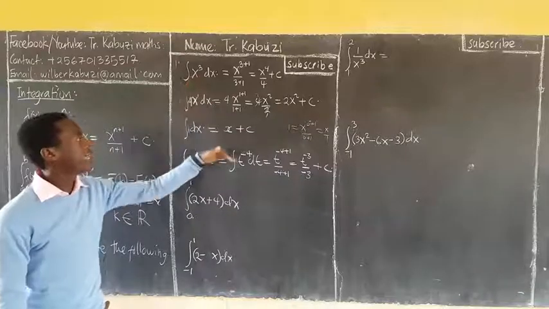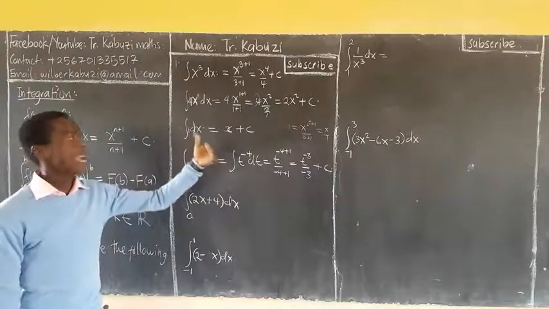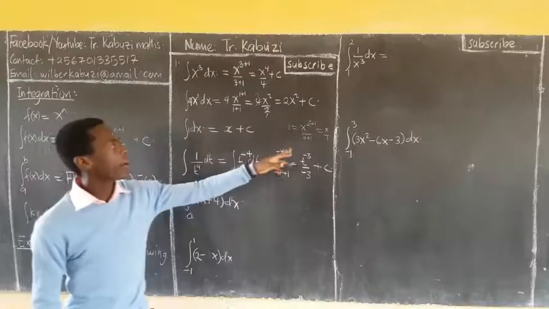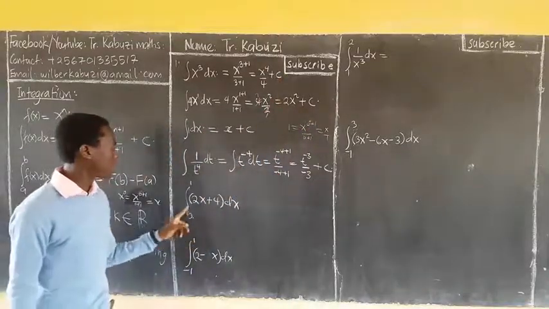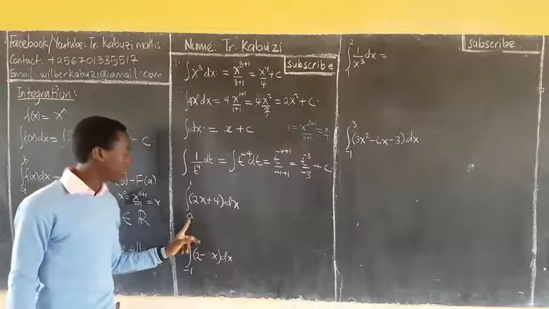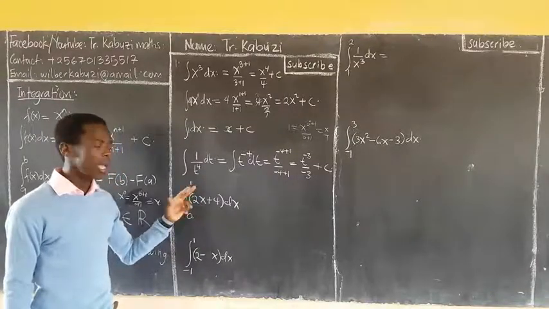Now the first 4 are indefinite integrals. They never had limits. That's why we have the constants of integration everywhere. But when we come to this one, we have the limits. The lower limit is 0, the upper limit is 1. We are going to see.